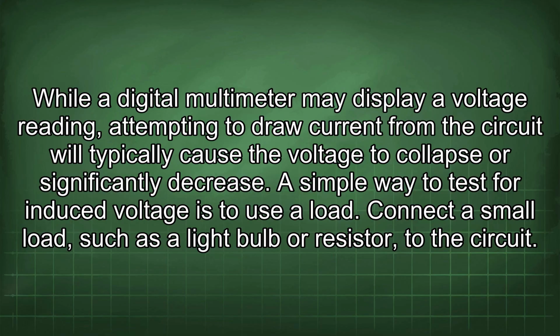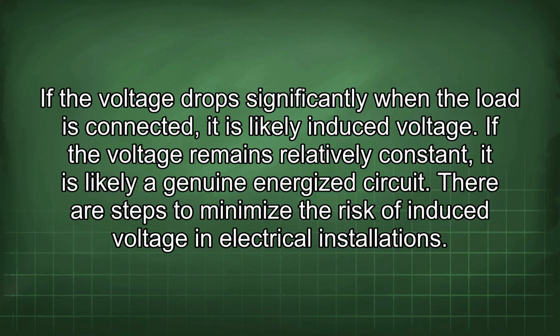A simple way to test for induced voltage is to use a load. Connect a small load, such as a light bulb or resistor, to the circuit. If the voltage drops significantly when the load is connected, it is likely induced voltage. If the voltage remains relatively constant, it is likely a genuine energized circuit.